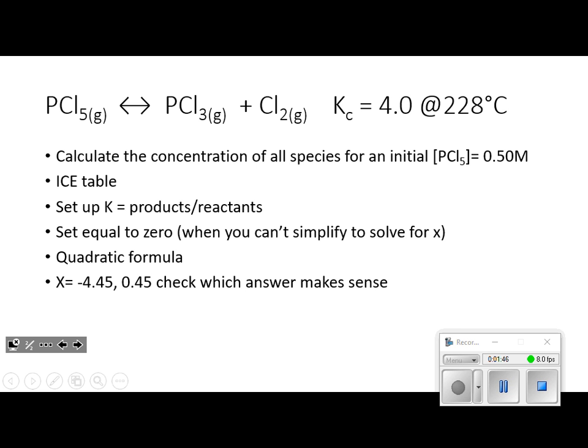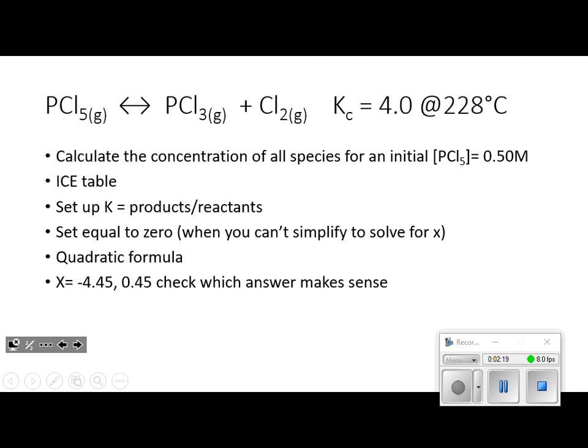Whenever you see an equilibrium problem, you have to realize you should be setting up an ICE table. And not only for your own benefit, but quite frankly, when it comes time for the AP exam, the graders want to see that you do that. This is universally done for equilibrium math. Once we have that, we'll do products over reactants. And at some point, you're going to see that we're going to have to try to set everything to 0 because we can't simplify x very easily. I'll remind you of the quadratic formula, and we'll get to the answer in a little bit as well.